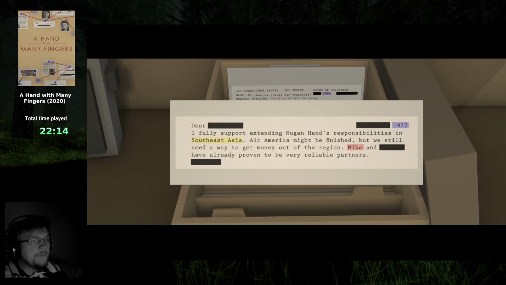I fully support extending Nugan Hand's responsibility in Southeast Asia. Air America might be finished, but we still need a way to get money out of the region. Mike and someone have already proven to be very reliable partners.